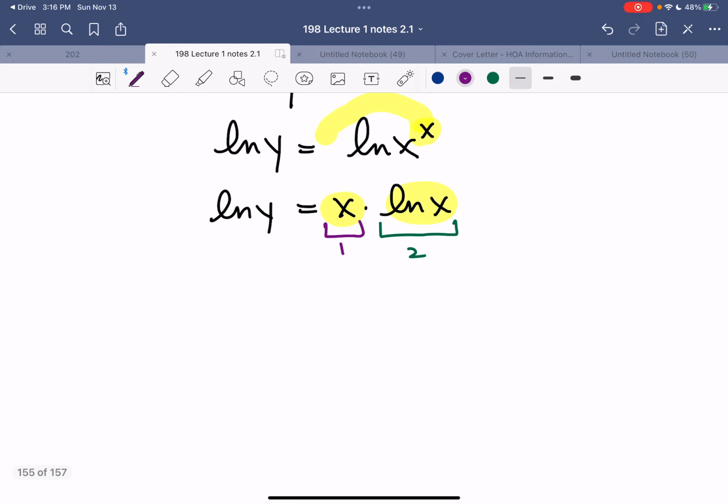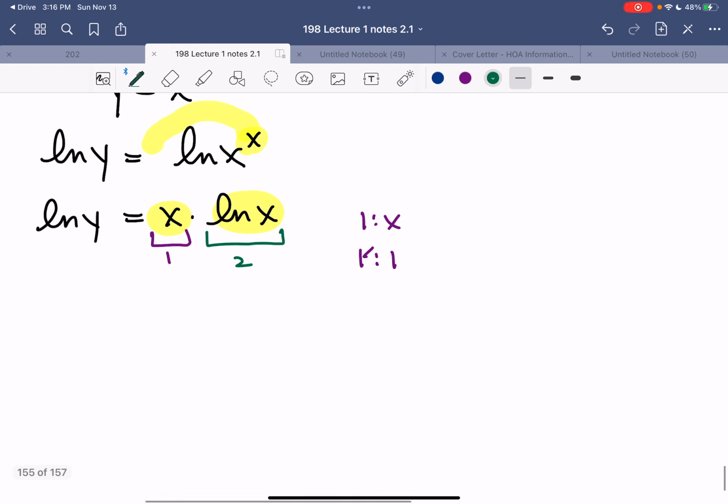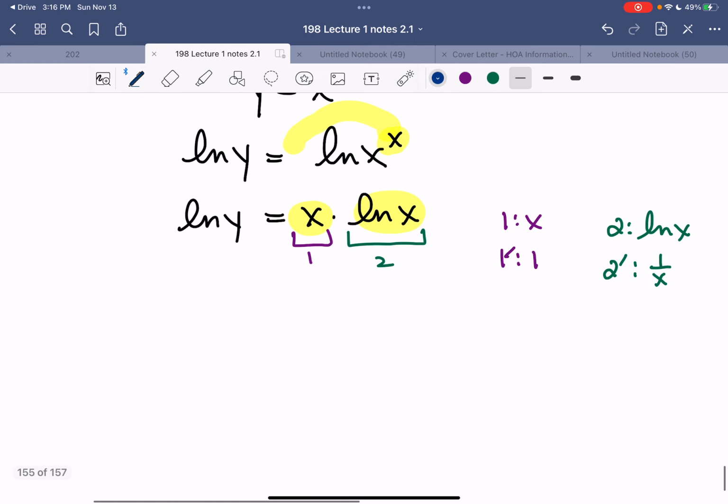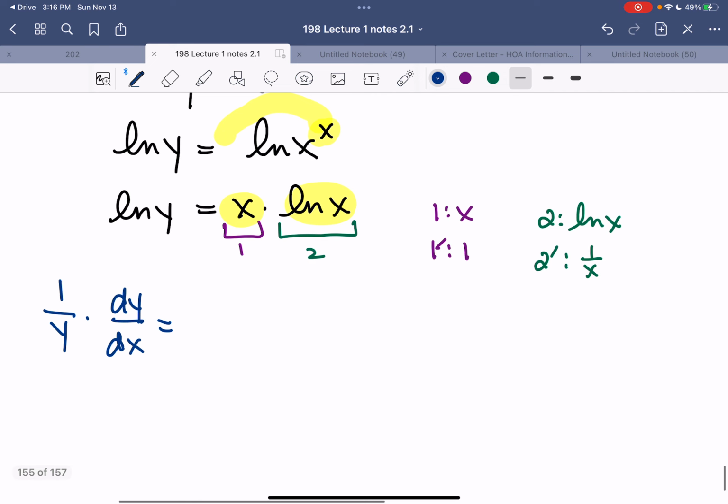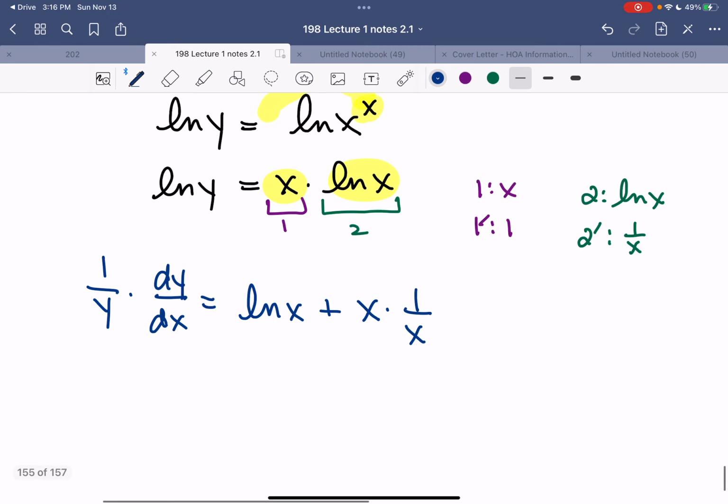If I'm writing it out, I have function 1 is x and function 1 prime is just 1. Function 2 is the natural log of x and my 2 prime is 1 over x. So when I put this together, the derivative of natural log of y is 1 over y times dy over dx because it's implicit. And then I use my product rule. So 1 prime 2 is just natural log of x plus 2 prime 1 is x times 1 over x.